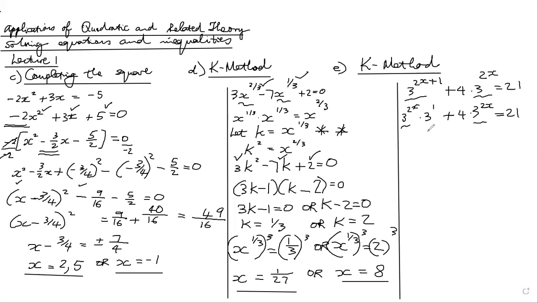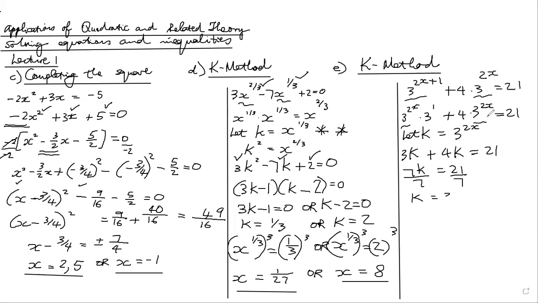So I'll let k equals 3 raised to 2x, and I'll replace 3 raised to 2x in the latter equation with k. So I'll get 3k plus 4k equals 21. Okay, 3k plus 4k equals 21. So that's 7k equals 21. Divide both sides by 7, and that tells us that k equals 3.